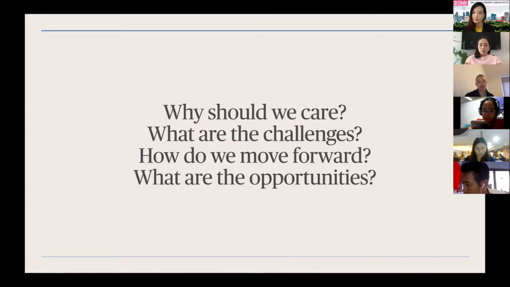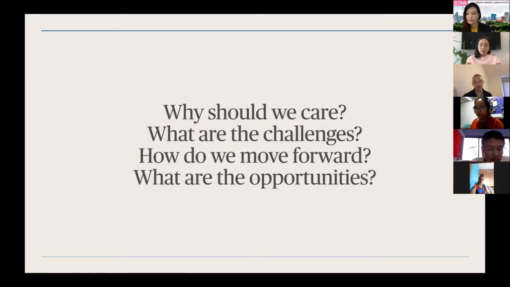The third question is, how do we move forward? How do we move forward knowing these challenges, knowing these opportunities? What are the things that we need to do as language practitioners and researchers in incorporating classroom discourse research to design better materials and to engage in research?